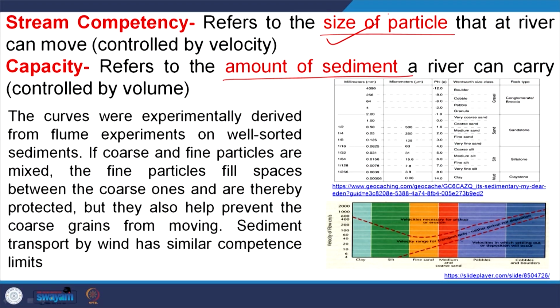So competency is a measure of how powerful a stream is to transport a particular size of boulder. Then capacity: the river's capacity refers to the amount of sediment. Competency is the size of sediment, while capacity denotes the amount of sediment a river can carry, controlled by its volume. That means it is the total volume of sediment it is transporting irrespective of size, whereas competence means the maximum size of particle a river is transporting.